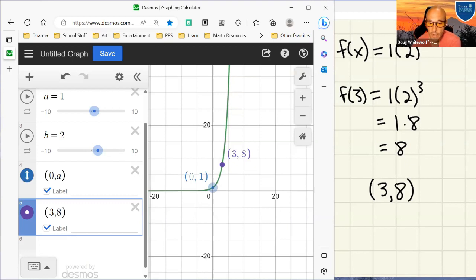And so you're looking at the example in the book or in the lesson. The x is the input, the f of x is the output, the y.